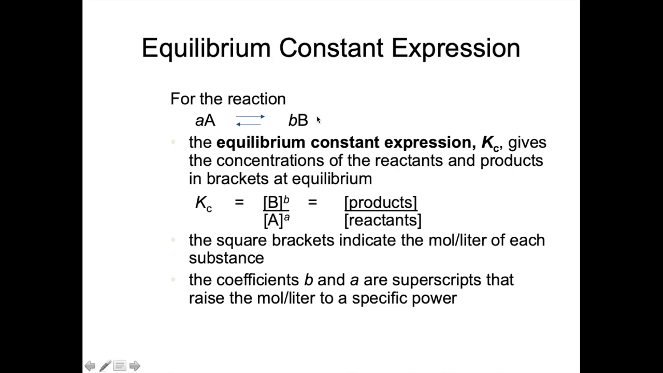So for this generic equilibrium here, where we have chemical A becoming chemical B, the concentration of chemical B is on the numerator of our fraction, and the concentration of chemical A is on the denominator. Now, another thing to consider when you look at your balanced equation is that the coefficients of those chemicals become the exponents in our equilibrium expression. I'm using very generic terms here right now. This will make a lot more sense when we see an example in a little bit.